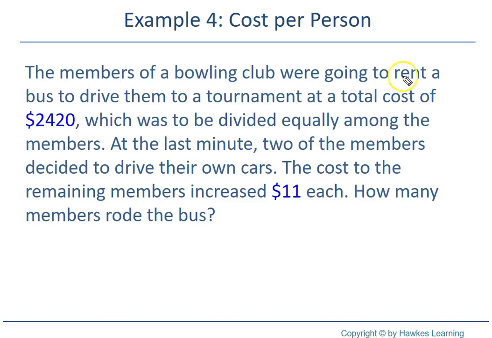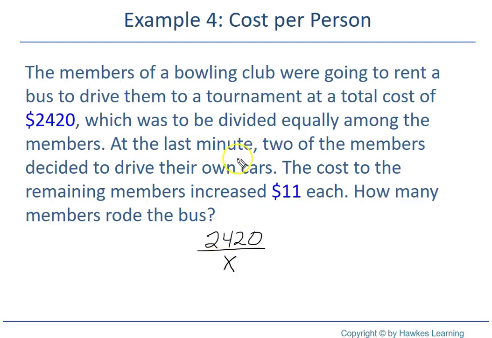Now, as we go on to the last problem, and we're going to just stay with this, we have members of a bowling club who were going to rent a bus to drive them to a tournament at a total cost of this, which was to be divided equally among the members. So, this is our total cost, 2420, divided by the number of members, which we don't know, which is going to be X.